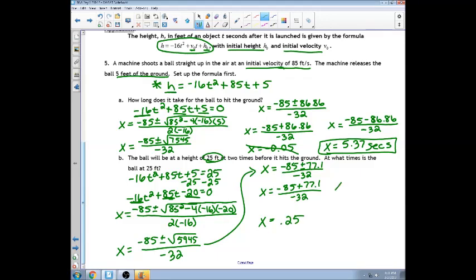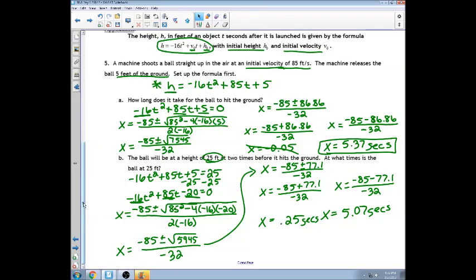Now for the other equation, it would be x equals negative 85 minus 77.1 divided by negative 32. So if I type negative 85 minus 77.1, hit enter, then divide by negative 32, I'll end up with 5.07. Now, since both of those answers are positive, those are the 2 points in time that we will reach 25 feet. So after a quarter of a second and after 5.07 seconds is when the ball will reach 25 feet.